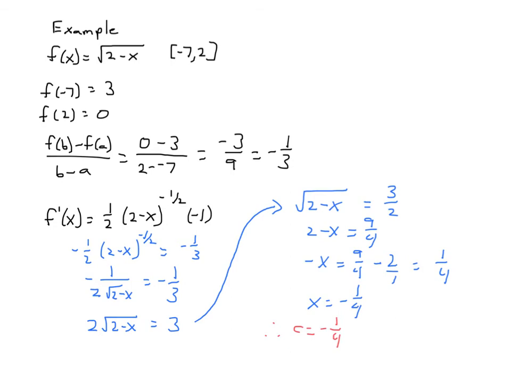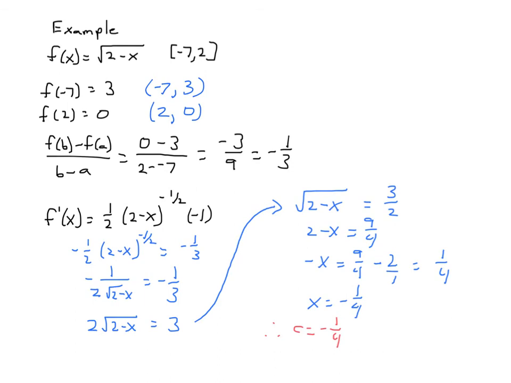So what I have to do now is find the function's value at each endpoint of the interval. So f of negative 7 comes out to be the square root of 2 plus 7, which is the square root of 9, which is 3. And f of 2, if I plug 2 into x there, I get the square root of 0, so that's 0. So I have these 2 points: negative 7, 3, and 2, 0.